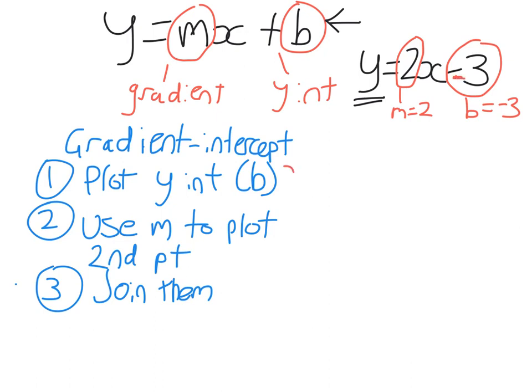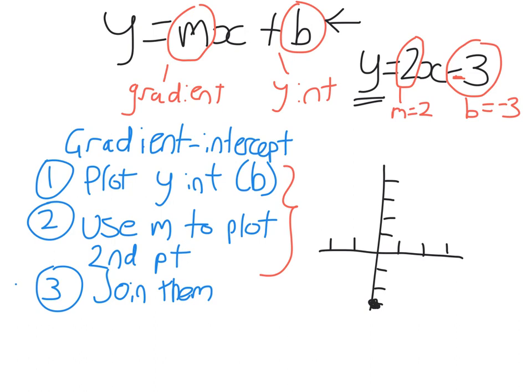So we follow these 3 steps. Plot the y-intercept, we use the gradient to find a second point, and we join them. I'm going to do a rough sketch of this graph. Of course, yours will be a lot neater, and the Cartesian plane will already be there for you. Okay, so this is what we do. We mark out some points here, and we just plot a couple of points. So I'm going to plot the y-intercept at -3 down here.